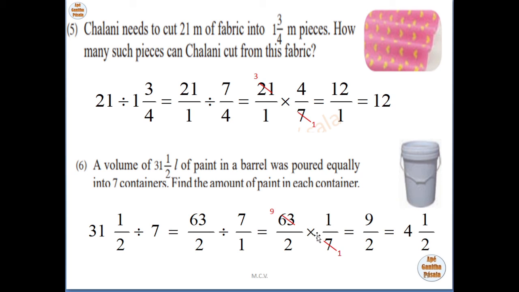Now 7 and 63 are divisible by 7. 7 divided by 7, 1. 63 divided by 7, 7 nines are 63. Therefore 9. 1 and 2 are not divisible by the same number, so keep that. 9 into 1, 9. 2 into 1, 2. 9 over 2. How many 2s in 9? 2 into 4, 8. So 4. Remainder 1. 4 and 1 over 2.